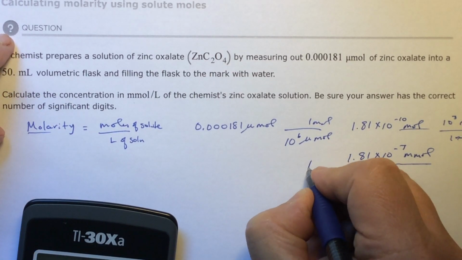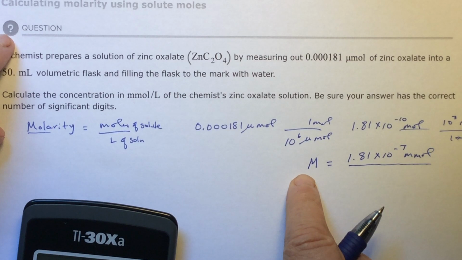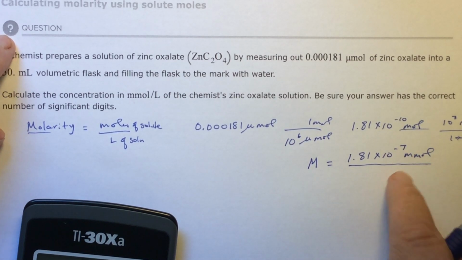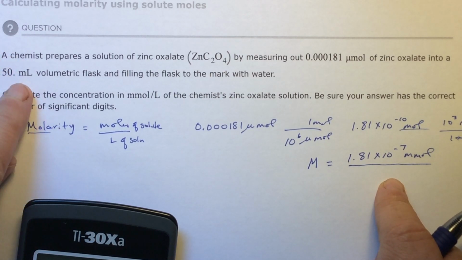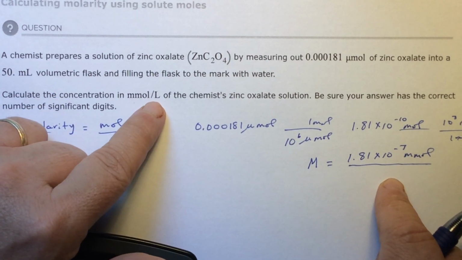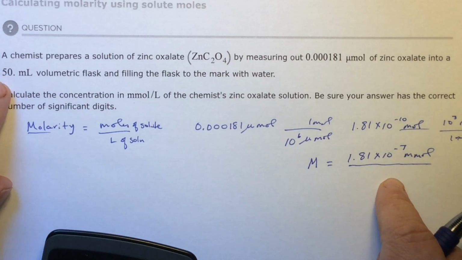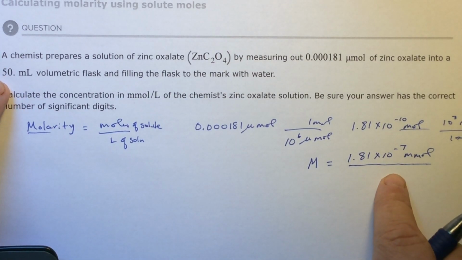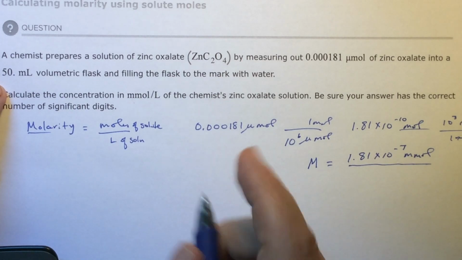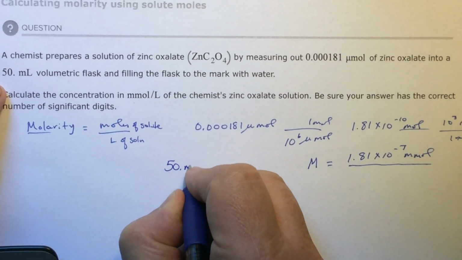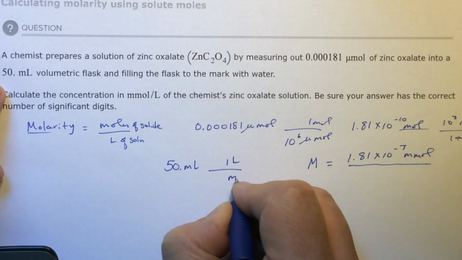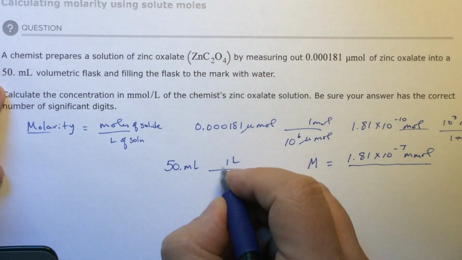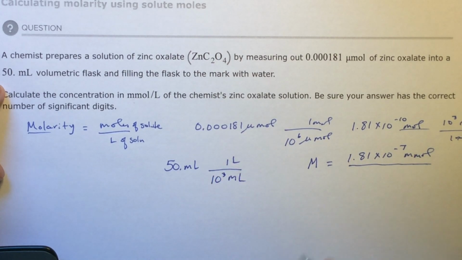They're asking for my concentration. That's what I'm finding out. So I have this amount, and now I'm going to find out how much solution I have. They say I've got 50 mL of solution, but I need it in liters. So how many liters is 50 milliliters? Before I put it here, because I need it in liters, let's change it into liters. 50 milliliters, and in 1 liter, how many milliliters do I have? Milli means 1,000. So I have 10 to the 3 milliliters.